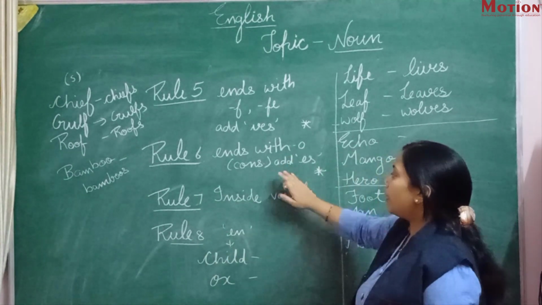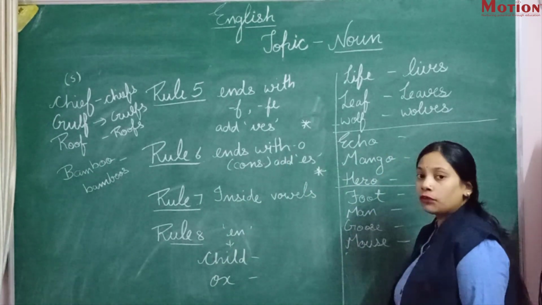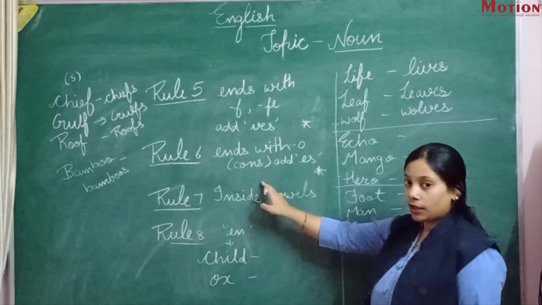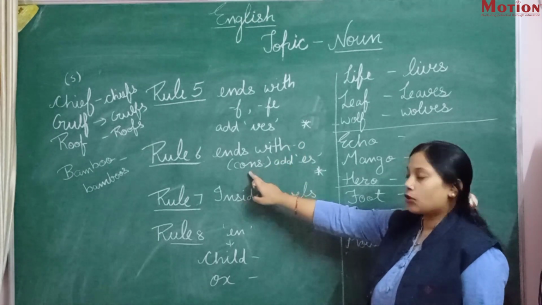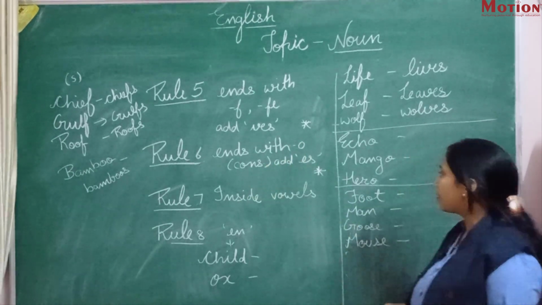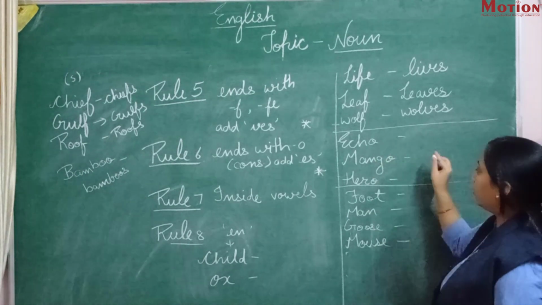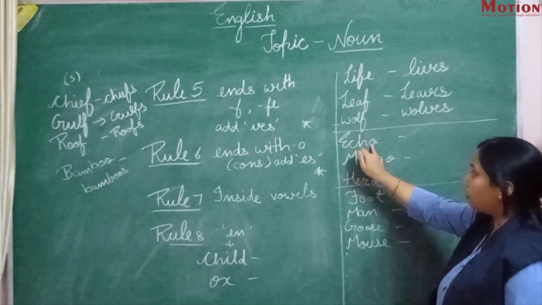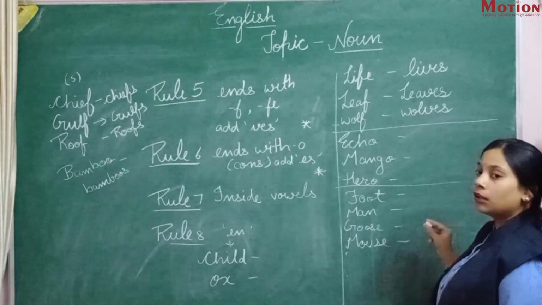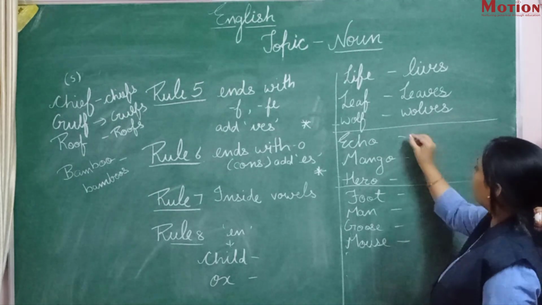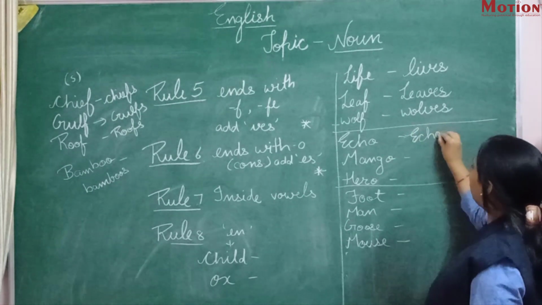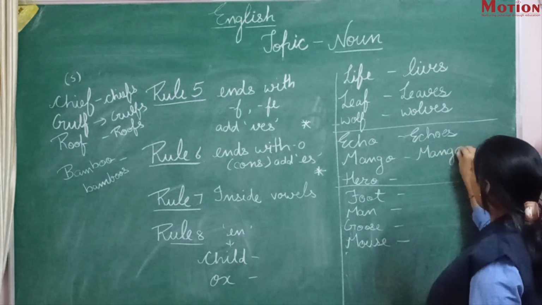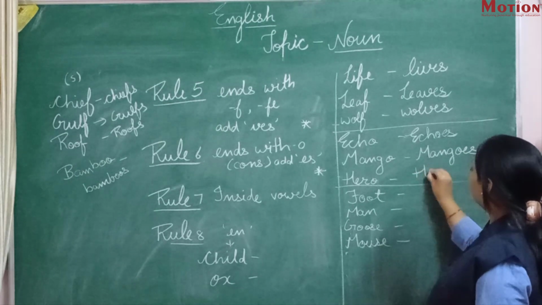Okay. Rule number 6. If any noun ends with o, but before o there is a consonant, then we will use es. Like echo. Echo is ending with o, but there is a consonant before o, h. So we will use es for making it plural. Echoes. Mangoes. Heroes.